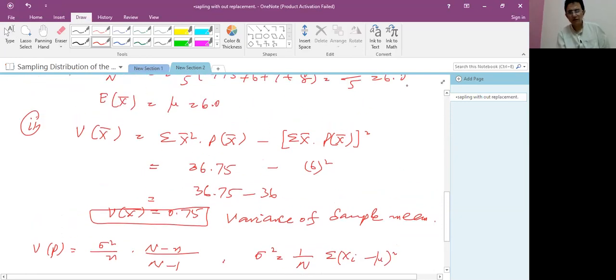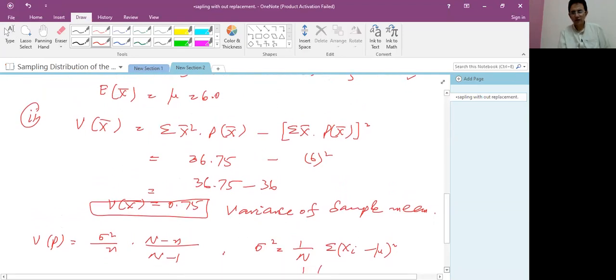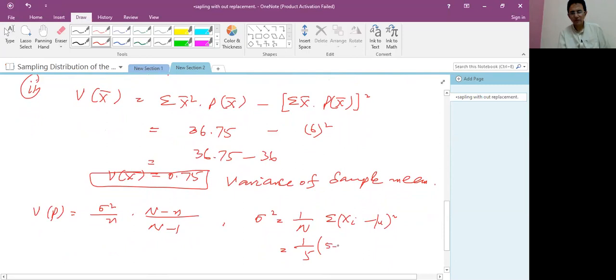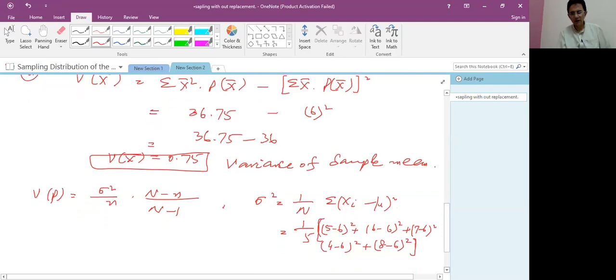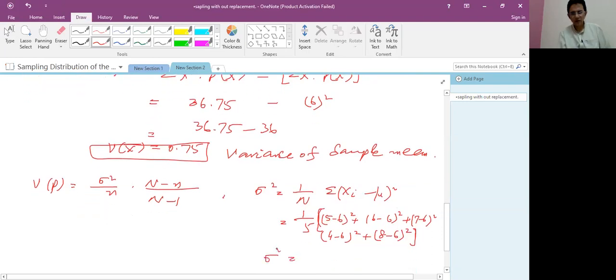Mu is 6, right? So 5 minus 6 whole square plus 6 minus 6 whole square plus 7 minus 6 whole square plus 4 minus 6 whole square plus 8 minus 6 whole square. And then find the sum and divide it by 5. So this is called the population variance, student. Sigma square represents your population variance. It is 10 over 5, which is 2.